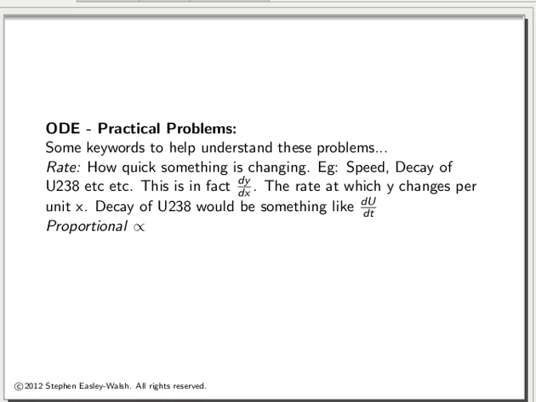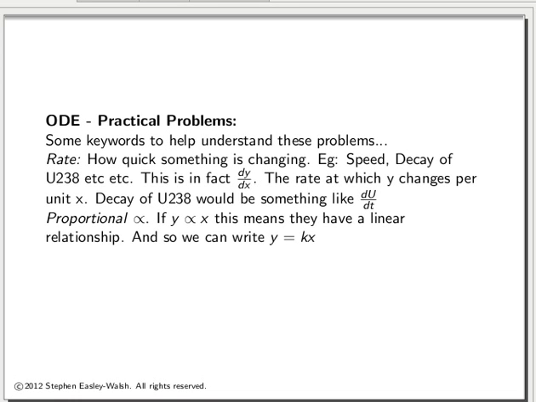Anyways, the reason I'm asking is to see if you've seen the symbol. So there it is, the proportional symbol. So if y is proportional to x, this means they have a linear relationship, and so we can write y equals kx. That k is actually called the constant of proportionality.